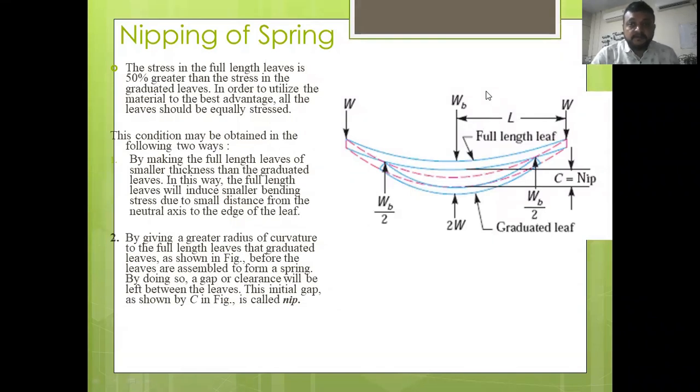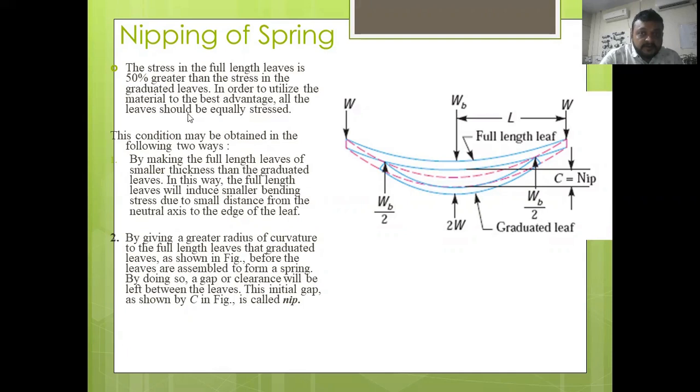Nipping. Most probably, this is a condition specifically found in leaf springs. Now, what happens in nipping? Just have to see here. It is a simple phenomenon where the stress in the full length leaf is 50% greater than the stress in the graduated leaves. That is the normal tendency, that stresses are normally more in the full length leaves.